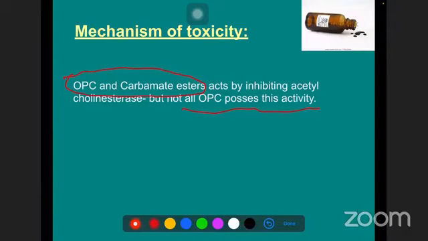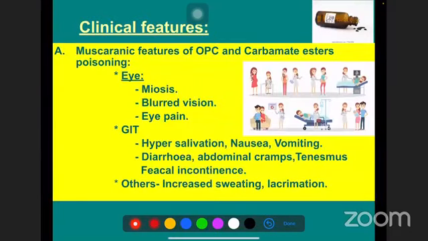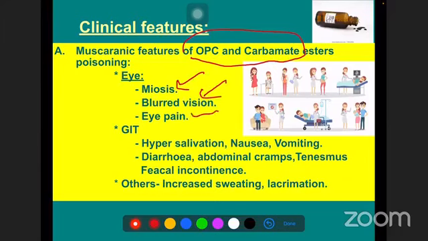So there occurs increased muscarinic activity as well as nicotinic activity also. With this increased muscarinic as well as nicotinic activities, OPC and carbamide esters cause a lot of symptoms. Starting from the eye, it causes miosis, blurred vision, and eye pain. This is due to increased muscarinic action. In the GIT, it causes hypersalivation, nausea, vomiting, diarrhea, abdominal cramps, all these things. And others are increased sweating and lacrimation. These are the common findings in OPC poisoning.